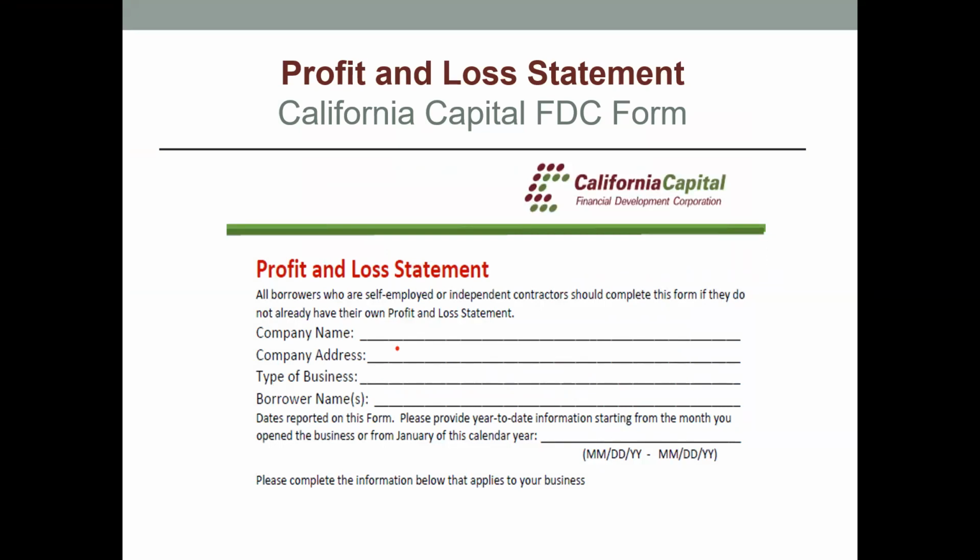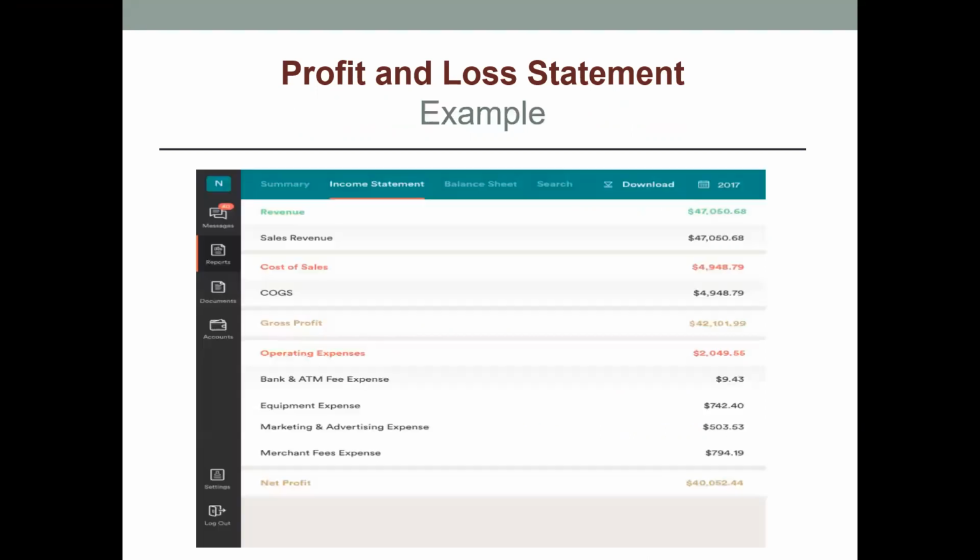Now that you know how to complete a profit and loss statement, let's go into more examples. Here's another example of a profit and loss statement. It has revenue, cost of goods, gross profit, operating expenses, and net profit. Not all businesses have the same operating expenses, so your business may have more or less than this company.